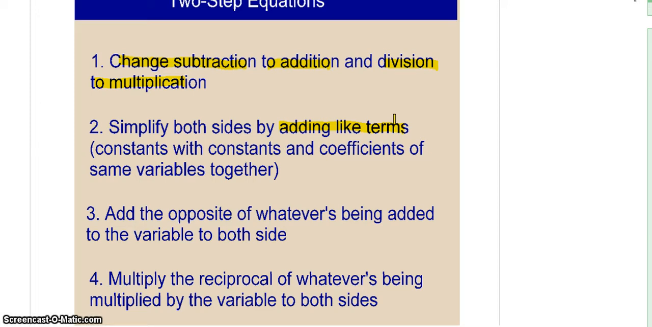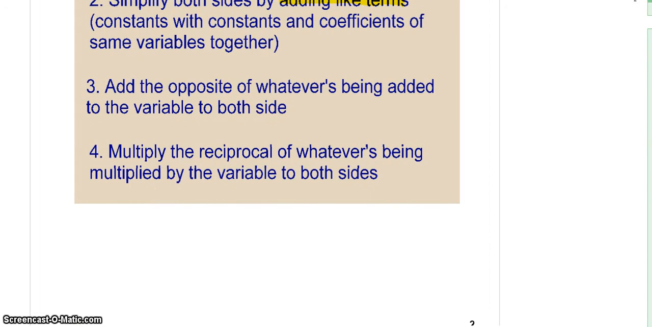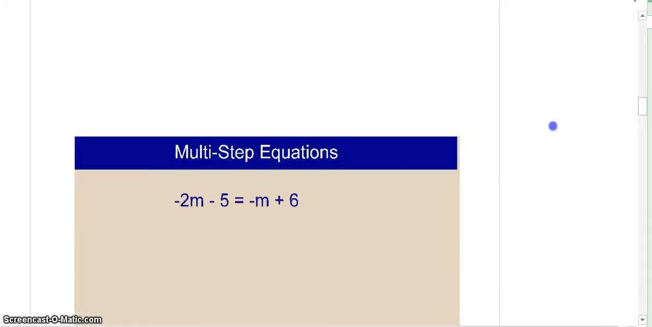Once you have simplified and have only addition and multiplication, we can go ahead and start solving. The first thing you do when you solve is add the opposite of whatever is being added to the variable to both sides. And lastly, your very last step will be to multiply by the reciprocal of whatever is being multiplied by the variable to both sides. And that gives you your x or y or whatever your variable is.